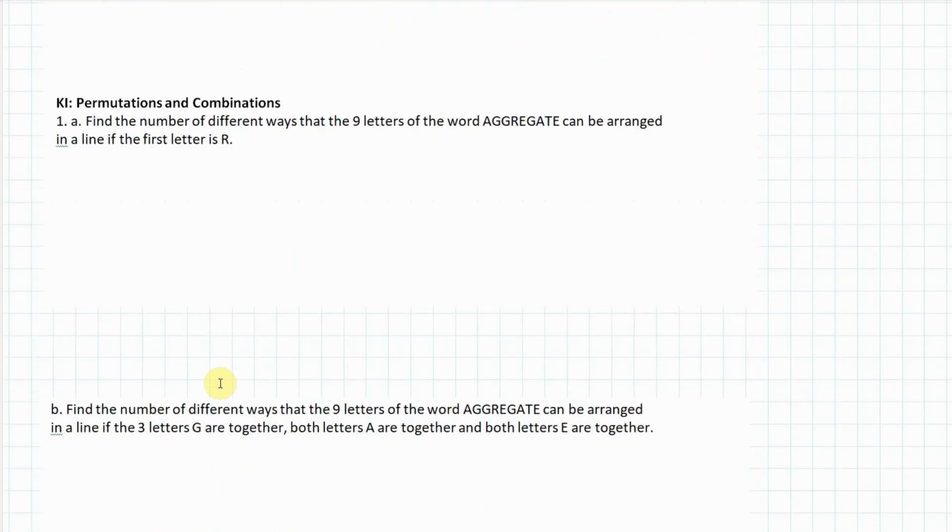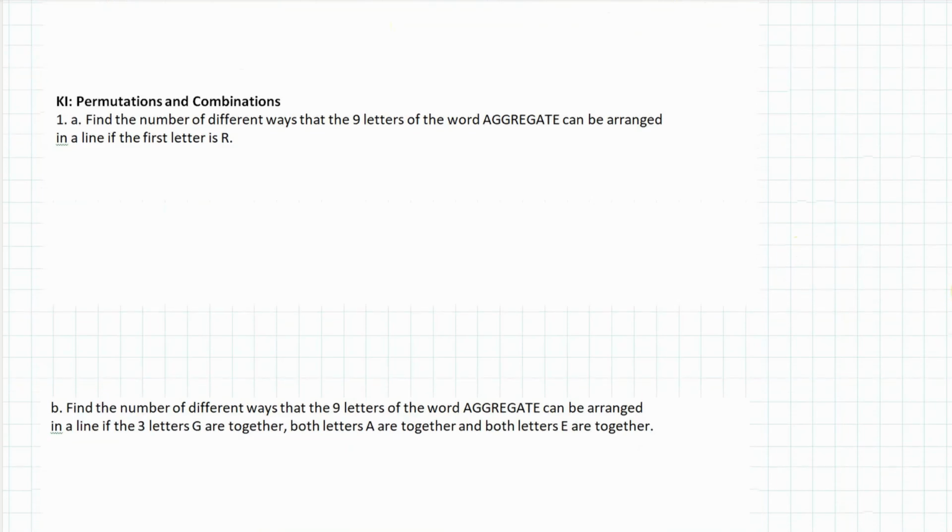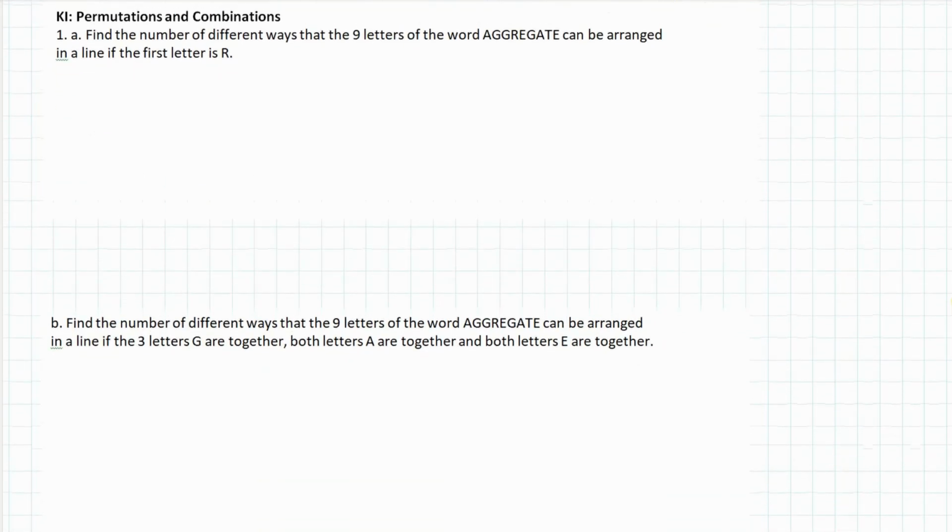Okay, so the next one is permutations and combinations. These can always be a bit tricky, but I had little difficulty with this one. That was quite easy, actually. So hopefully we get something like this in the exam, hey? So we've got to find the number of different ways, 9 letters, so it's helpful they tell you that. You don't have to count it. The word aggregate can be arranged if the first letter is R.